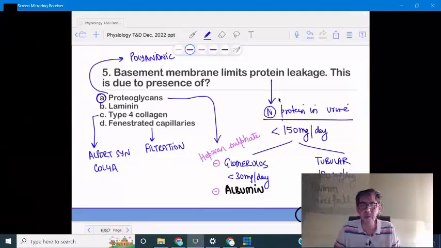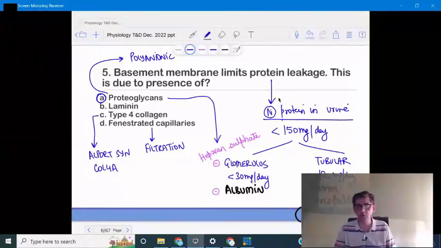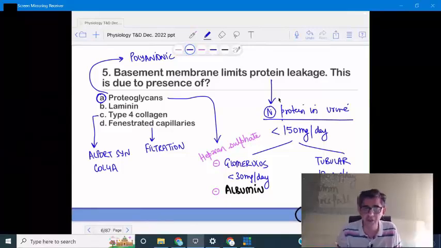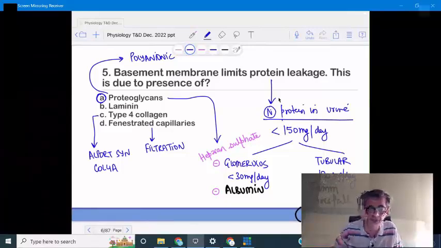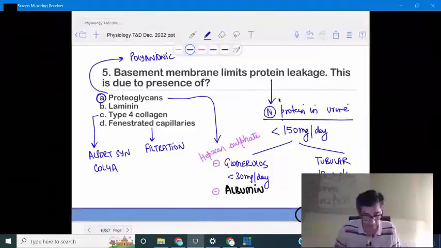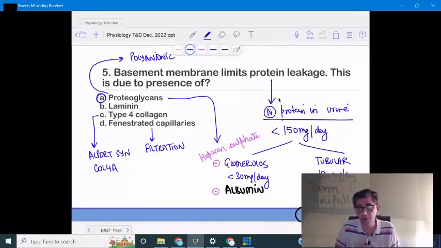Who prevents protein leakage? There are two things that prevent protein leakage. One is heparan sulfate, and the second thing that prevents protein leakage is podocytes. The foot processes of podocytes play an important role in preventing the leak.